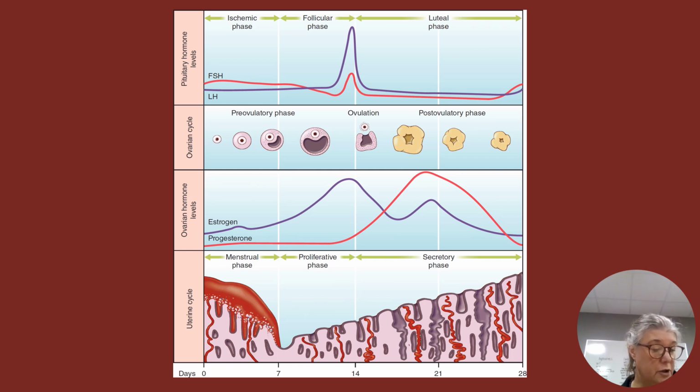Here is a picture of how the hormone levels fluctuate, and how that affects the egg being released, like where in that cycle that is.